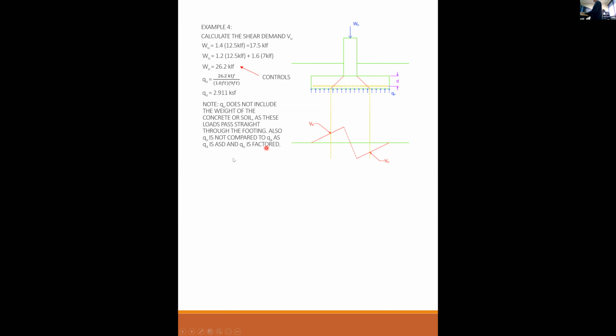Also, I am not concerned about QU compared to my allowable QA. QA was 2,500 PSF. I don't care that QU is 2,900 PSF and greater than QA because it's apples and oranges. QA is my allowable soil pressure. QU is my factored soil pressure. They are not even in the same ballpark. Okay, everybody clear about this? Any questions about this?